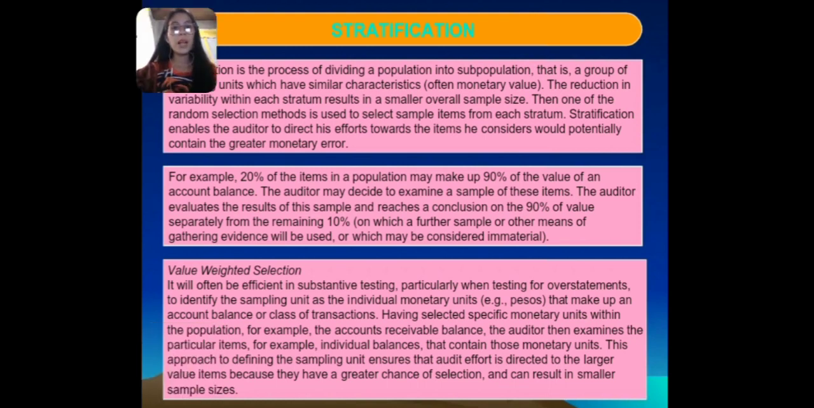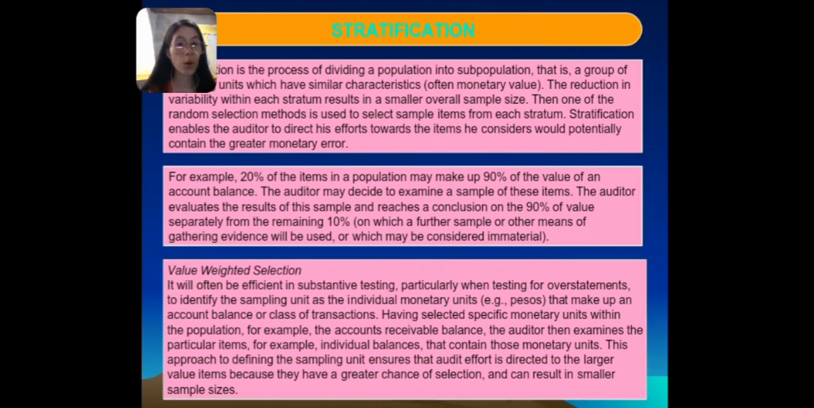Next, we have value-weighted selection. Value-weighted selection will often be efficient in substantive testing, particularly when testing for overstatements. It identifies the sampling unit as the individual monetary units, or pesos, that make up the account balance or class of transactions. So having selected specific monetary units within the population, for example, the accounts receivable balance, the auditor then examines, say for example, the individual balances that contain those monetary units.